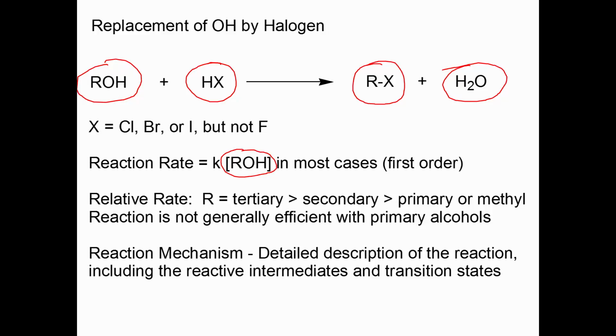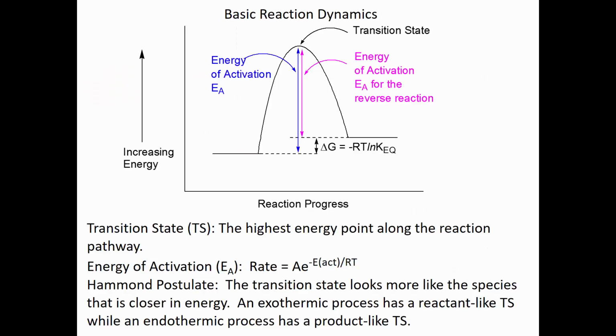What we're going to go through in the next few slides is what we call a reaction mechanism for this reaction. It's a detailed description of the reaction, including all of the reactive intermediates and all the transition states. It's basically all the interesting things that happen between when we have just plain starting materials and when we have pure products. Let's look at a few things about reaction dynamics.